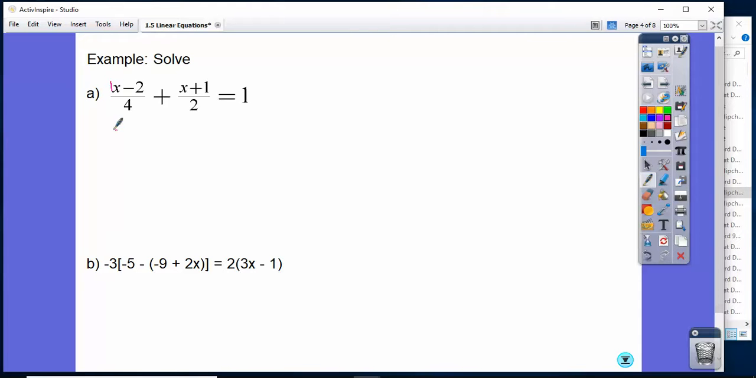X over 4, that's like a 1x over 4, so you could write it as 1/4 x. Minus 2 over 4 is 1/2. X over 2, that's a 1/2 x. Plus 1/2 equals 1. Add like terms. So you get 3/4 x. The minus 1/2 cancel. Equals 1. Divide by 3/4, or you think of that as multiplying by the reciprocal.